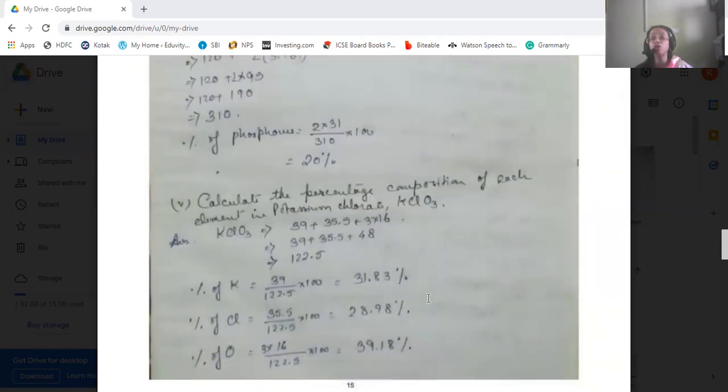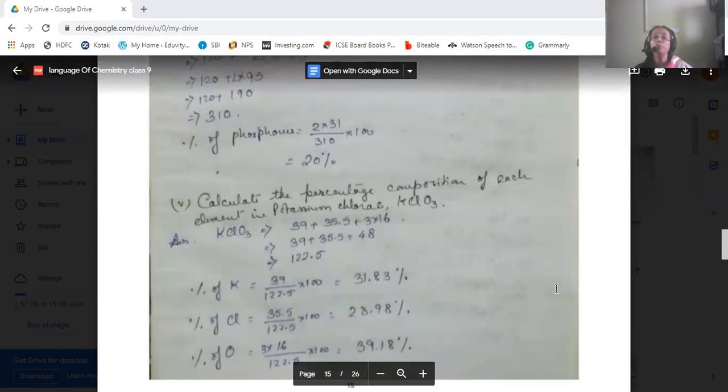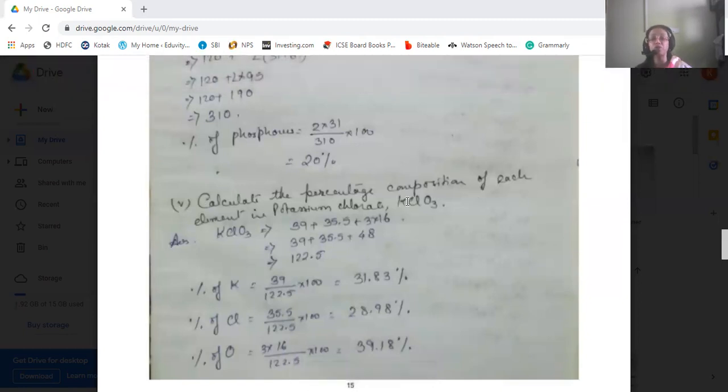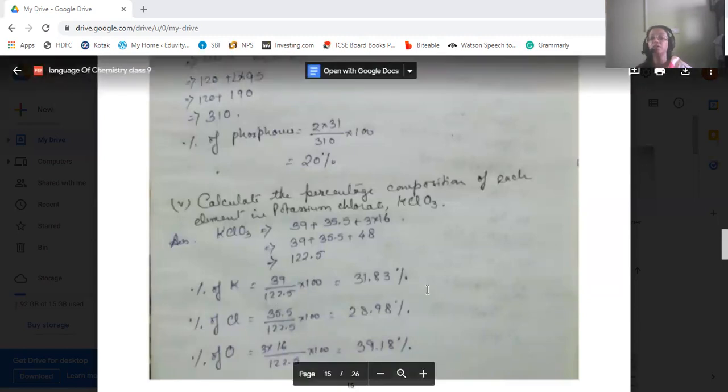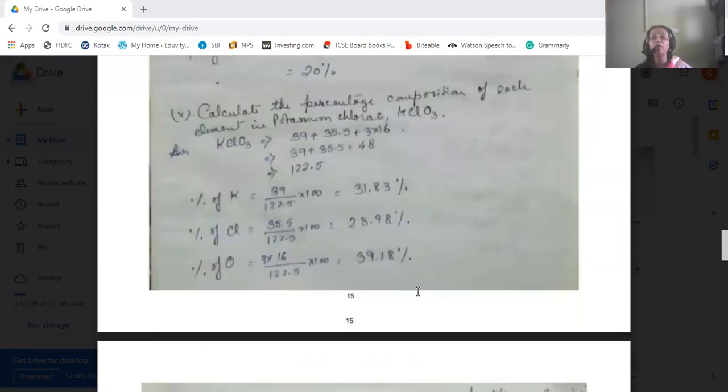Now calculate the percentage composition of each element in potassium chlorate, KClO3. Okay, so first we need to calculate the total weight of potassium chlorate. That's 122.5. Now the weight of potassium which is present in potassium chlorate is 39. So weight of potassium by total weight of potassium chlorate into 100%, that is 31.83%. Again for chlorine, it's 35.5 present in potassium chlorate. So that divided by the total weight, that is 122.5 into 100%, that is 28.98.